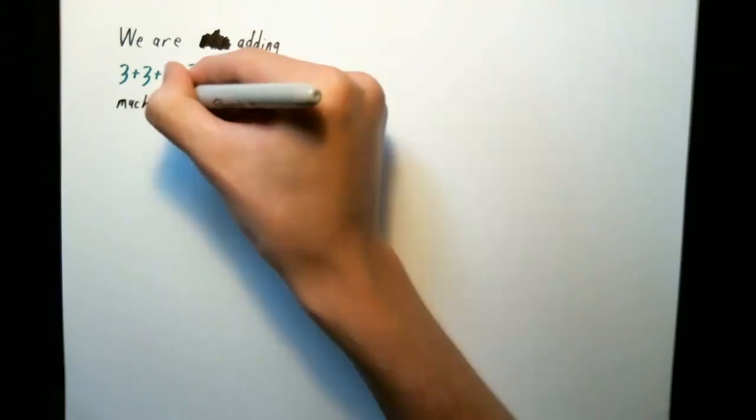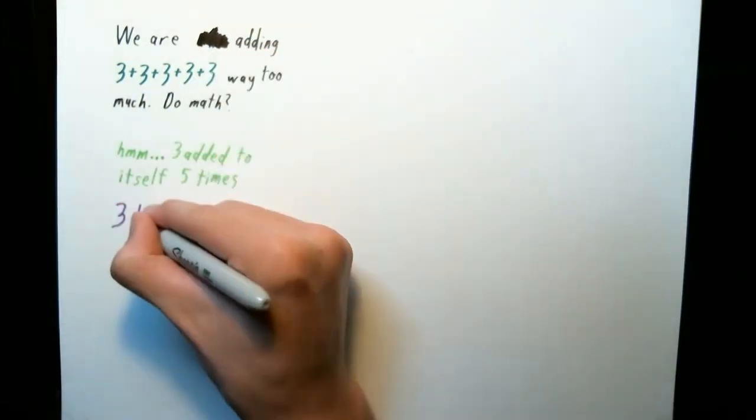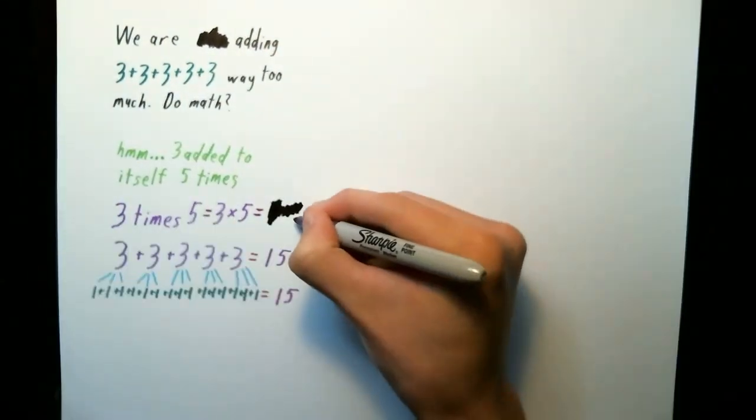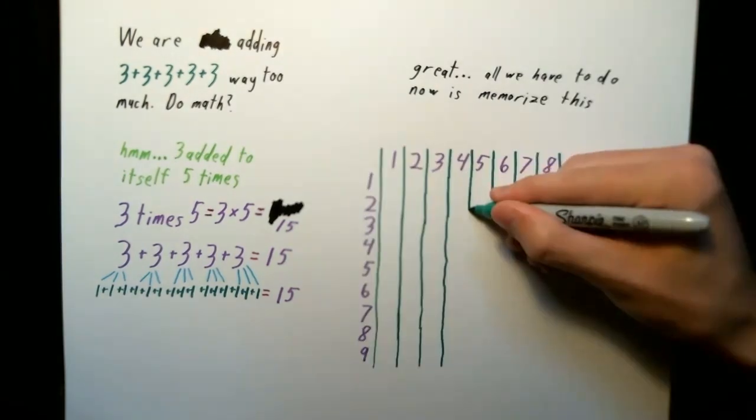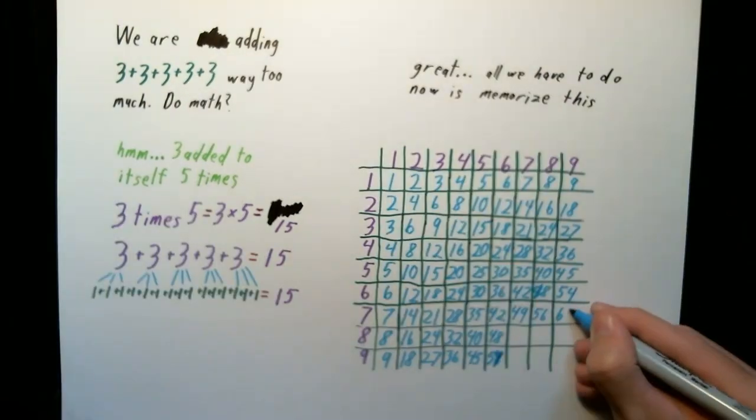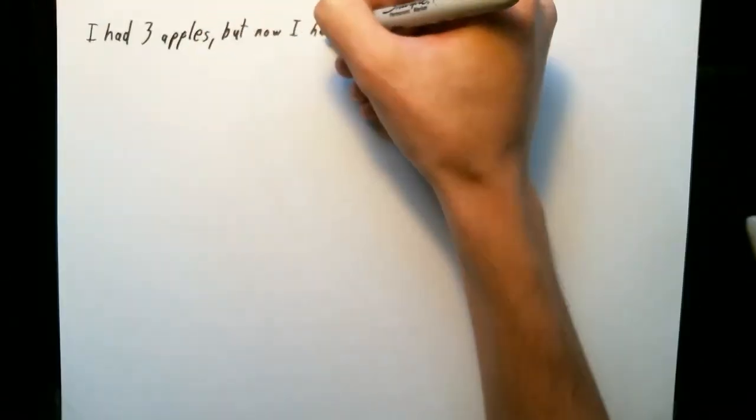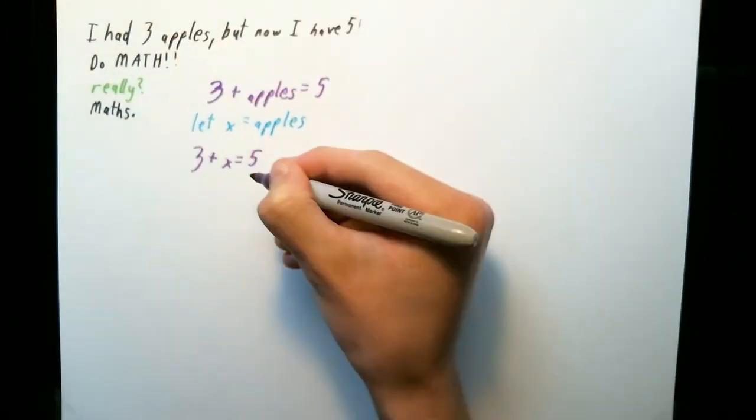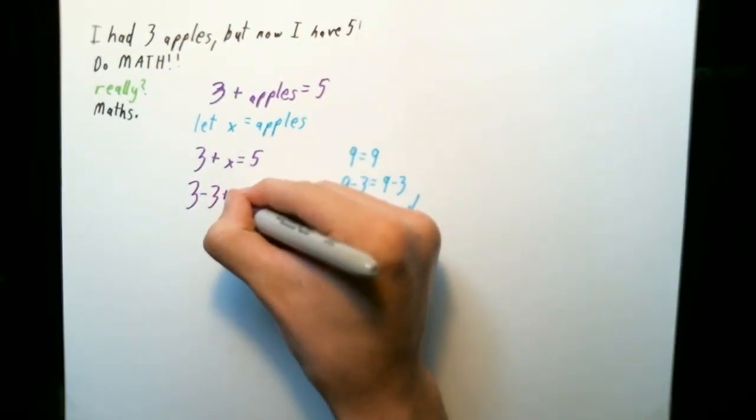We are adding 3 plus 3 plus 3 plus 3 plus 3 way too much. 3 added to itself 5 times. 3 times 5, 3 times 5 equals 15, 3 plus 3 plus 3 equals 15. I had 3 apples, but now I have 5. Do math. 3 plus apples equals 5.